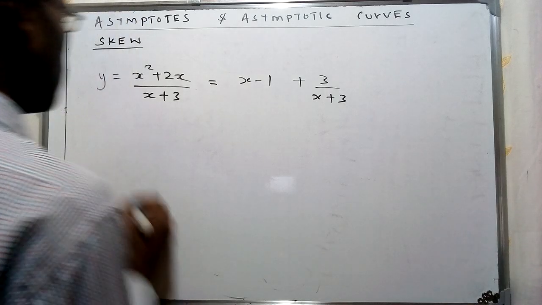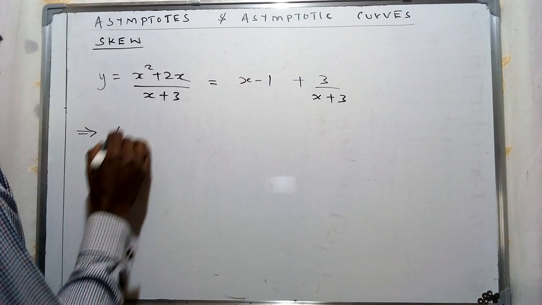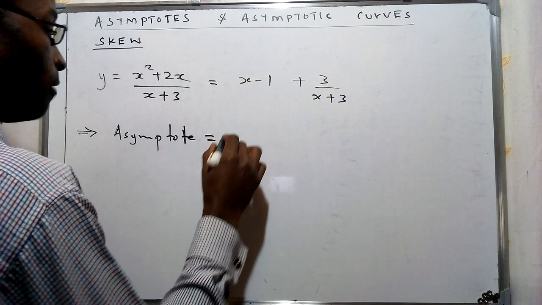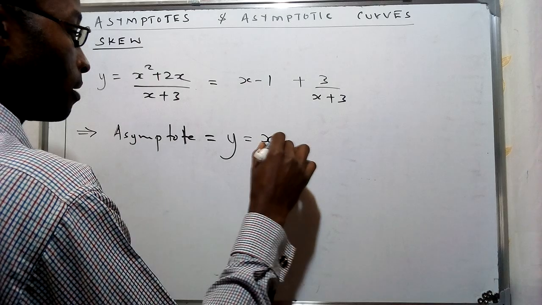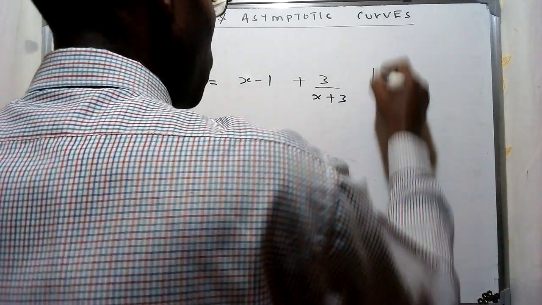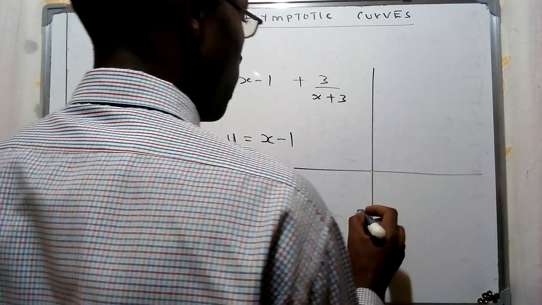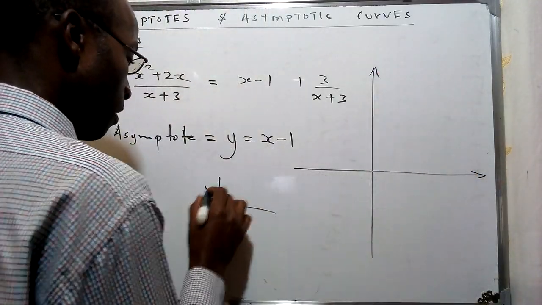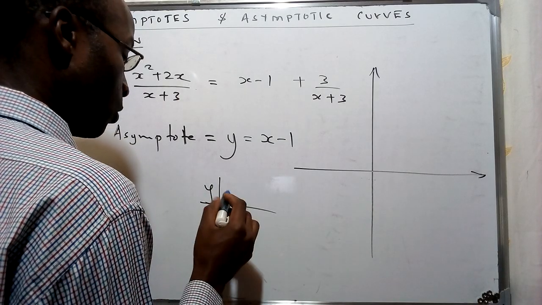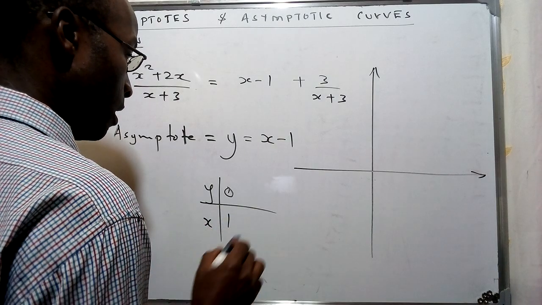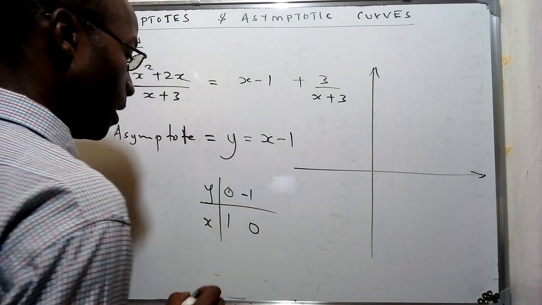So if we try to do an evaluation of this one, it's going to be giving us these two specific functions. So this has an implication that our asymptote is going to be defined by this particular value of y is equivalent to x minus 1. And if we try to look at this one from our specific function, if we can sketch this one, we're going to have it in terms of perhaps a curve, whereby if the value of y is equivalent to 0, then x is equivalent to 1, and if x is equivalent to 0, then y is equivalent to -1.